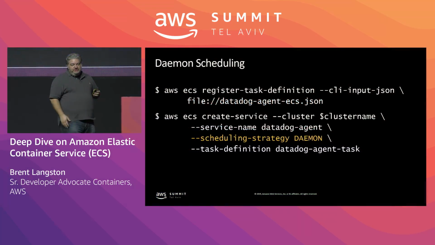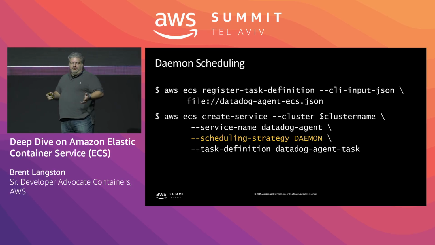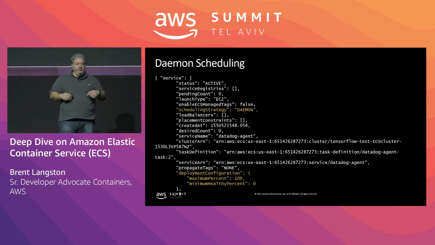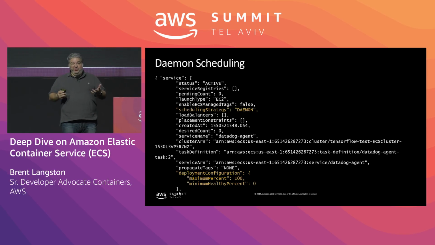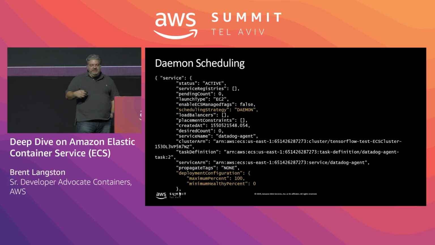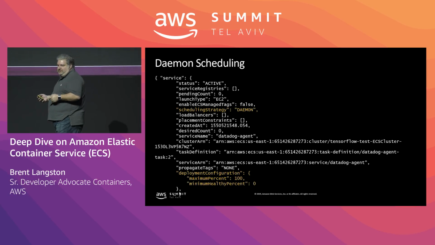So for you to do daemon scheduling, now all you have to do is set scheduling strategy daemon. It's very simple. So we took something that was complex that customers were struggling with, and we made it very simple. And then once you've launched that task, this is the feedback that you get back, scheduling strategy daemon. By the way, I've highlighted the important parts. Scheduling strategy daemon, like we saw before, but then deployment configuration, you see maximum percent and minimum healthy percent. This is how we control the way this service rolls out.